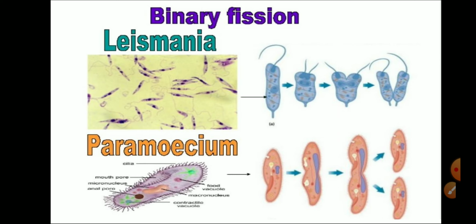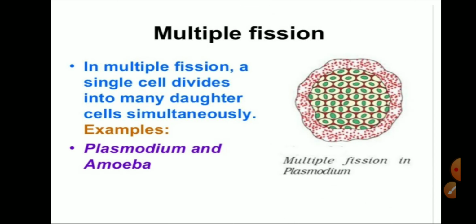So here we have the diagram of binary fission in Leishmania and Paramecium. As you are able to see, Leishmania divides longitudinally and the Paramecium divides transverse vertically. Okay. So, multiple fission. In multiple fission, a single cell divides into many daughter cells simultaneously. Examples are Plasmodium and amoeba.